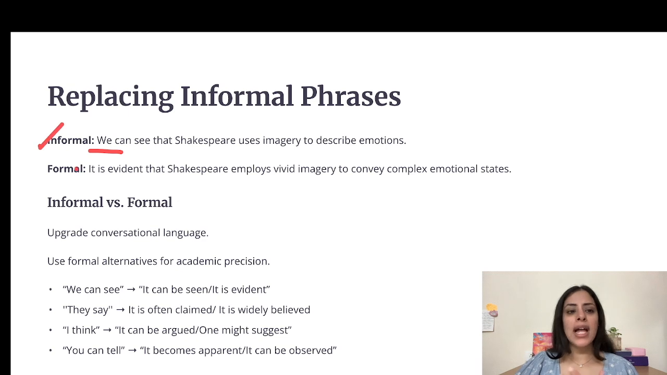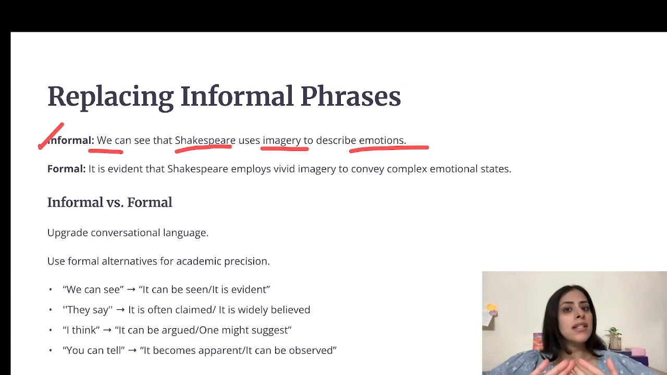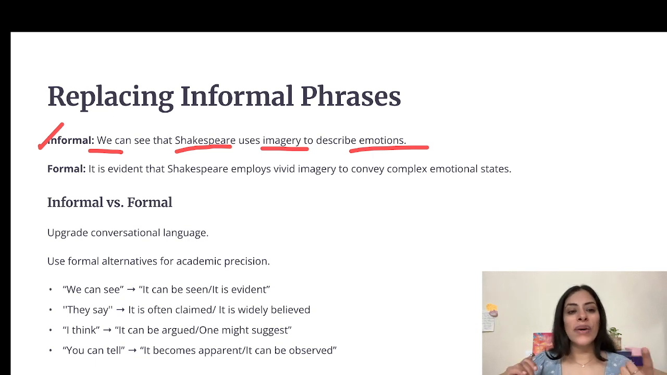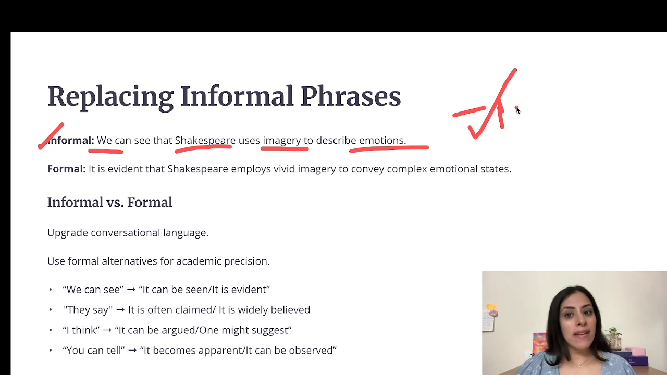For example, an informal sentence is: we can see that Shakespeare uses imagery to describe emotions. Now, there's nothing wrong with this sentence. Grammatically, it's all correct, but it's not formal. So, even though you have the right answer, you'll still get a -1 in your marks because you did not write formally. So, in order to save this deduction, we are going to learn how to replace it.